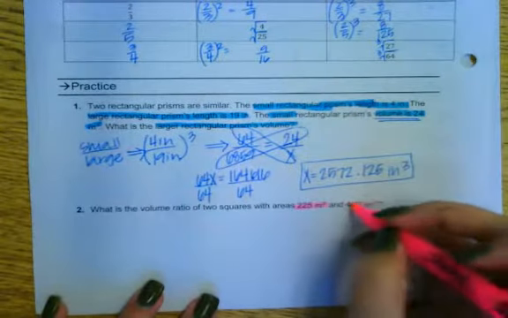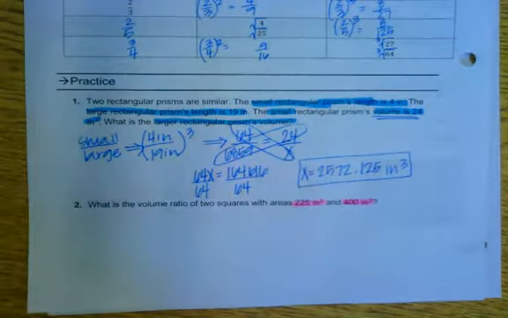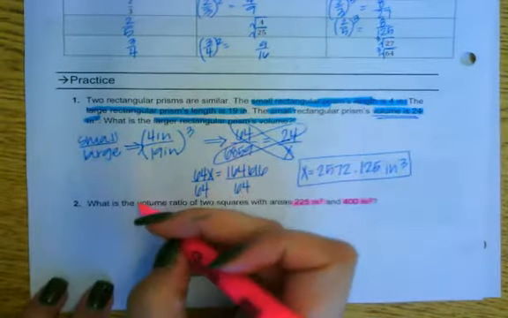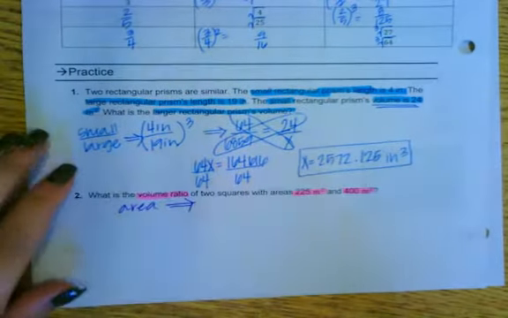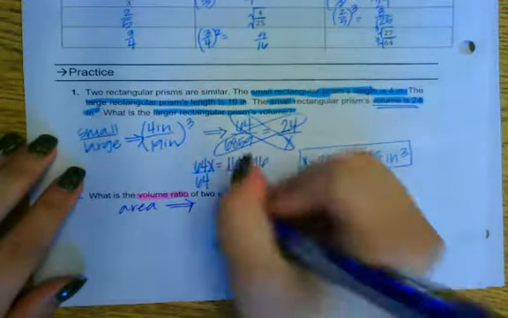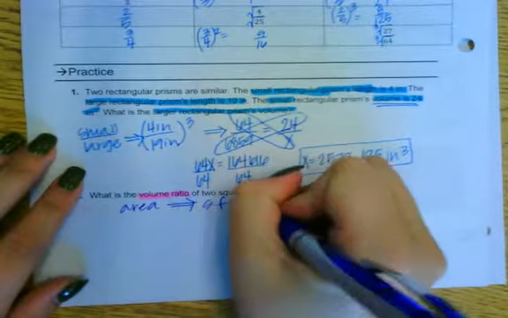Here we go. What is the volume ratio of 2 squares with areas of 225 meters squared and 400 meters squared? And we are looking for volume. So what are we currently in? Area. In order to get to volume, where do I have to go first? Scale factor. And then from scale factor, I can go to what? Volume. Okay.